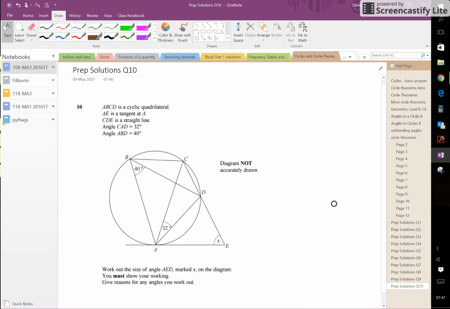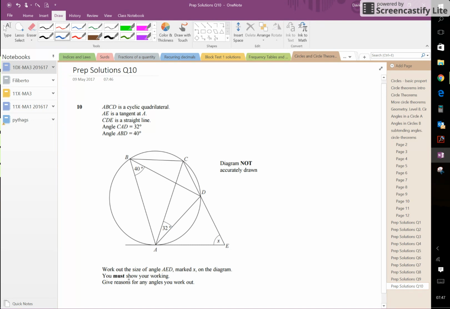Okay, question 10. It says A, B, C, D is a cyclic quadrilateral, and that's true because all four points are touching the circumference. AE is a tangent at A at this point. CDE is a straight line, so that's a straight line there. Angle CAD is 32, and ABD is 40. And it tells us to work out the size of angle AED, which is this angle X.